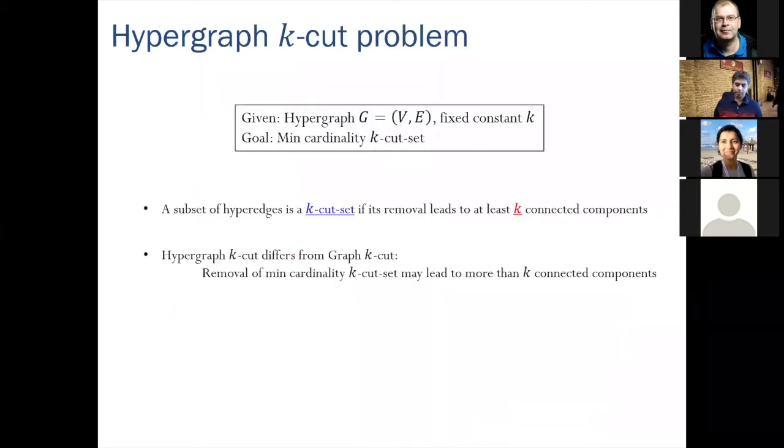Okay, thank you. So the removal of a minimum cardinality K-cut set in hypergraphs may lead to more than K connected components. And this is not the case in graphs. And this is a structural difference, which also makes designing algorithms more difficult.